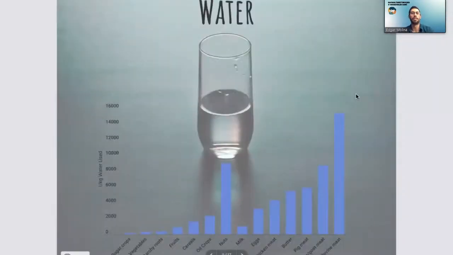Another problem that we have is water consumption. It takes a lot of water to feed an animal, as you know. So it's not sustainable in this case, and you can see that for bovine meat, it is about 16,000 liters of water per kilogram of beef, and as you can see, sugar crops, vegetables, fruits, and cereals are on the lower end.